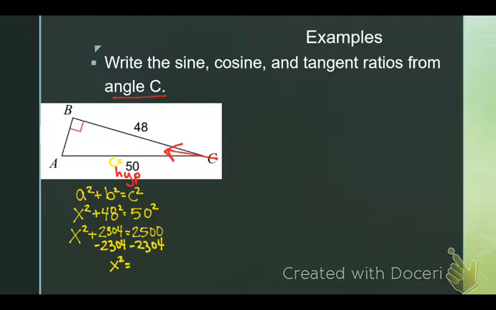X squared equals 196. This is a perfect square. Take the square root, and x equals 14. So my missing side is 14. So let's go back to labeling our triangle. We have our hypotenuse. What is my opposite side? 14, and that means my adjacent is 48.